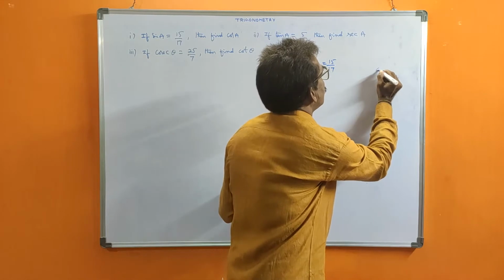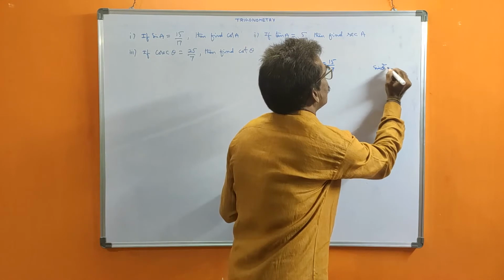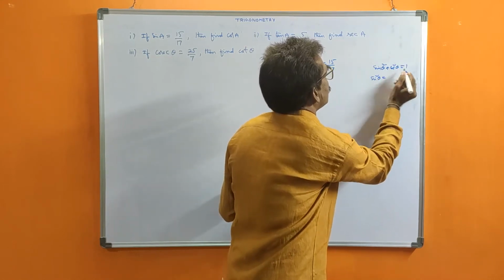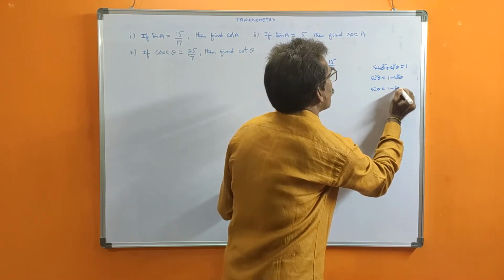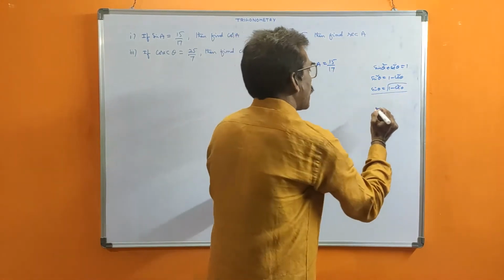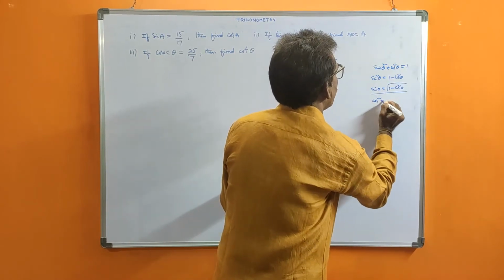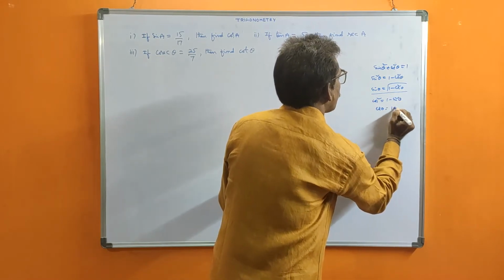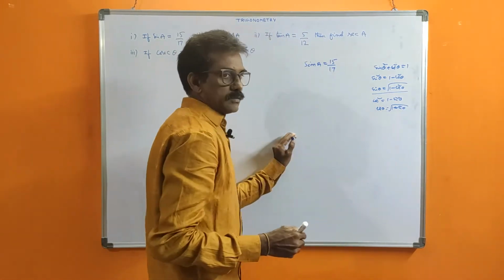Some formulas: sin square theta plus cos square theta is equal to 1. So sin square theta is equal to 1 minus cos square theta. Now if you want sin theta, it is the square root of 1 minus cos square theta. This is one formula we can use directly. Suppose you want cos square theta, from the same formula it is 1 minus sin square theta. So cos theta is the square root of 1 minus sin square theta. This is for cos.